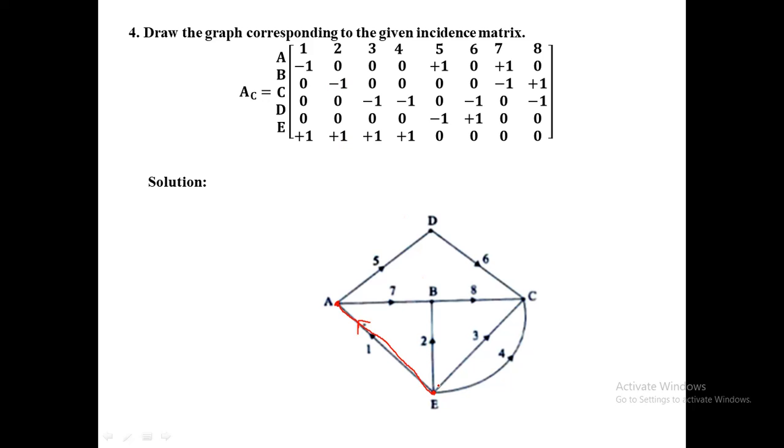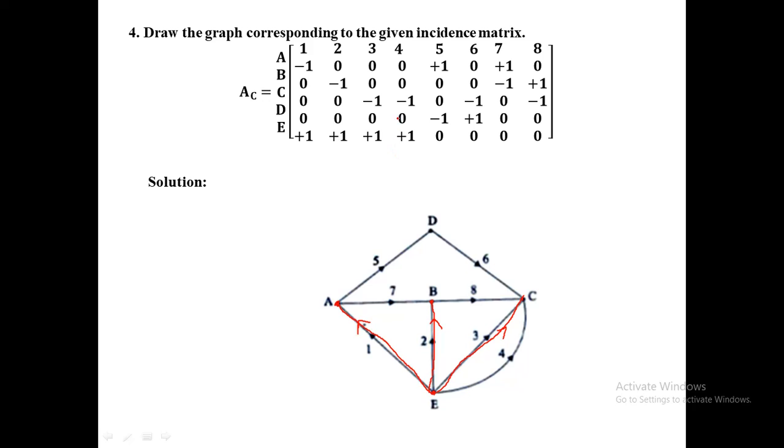Here already we marked the node E and then we have to mark the node B, and next we have to connect this B and E and we have to draw the direction towards this B because B is having minus 1. Next third column, C and E. We have to mark the C and then we have to draw the line and then towards the C because C is having minus 1.